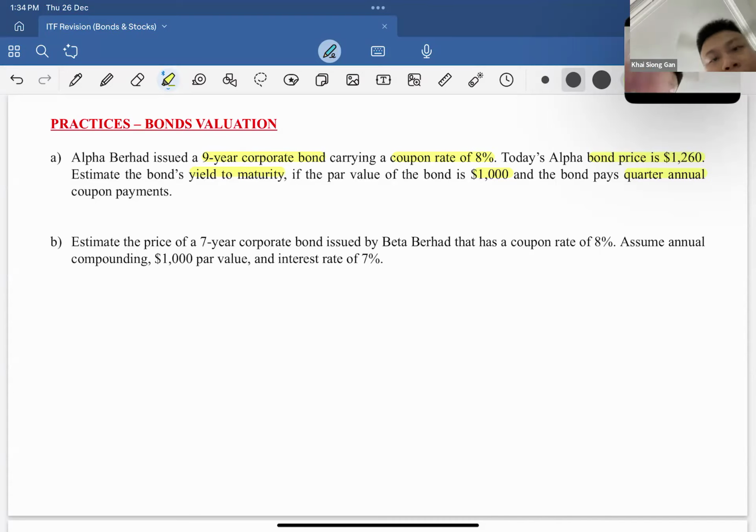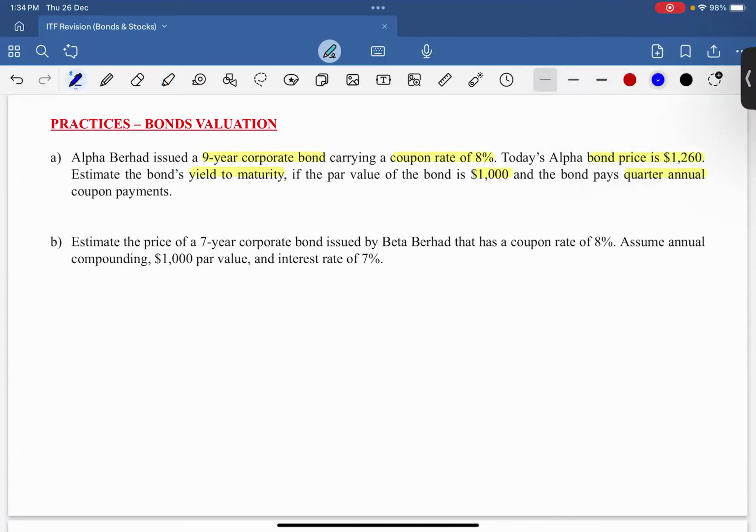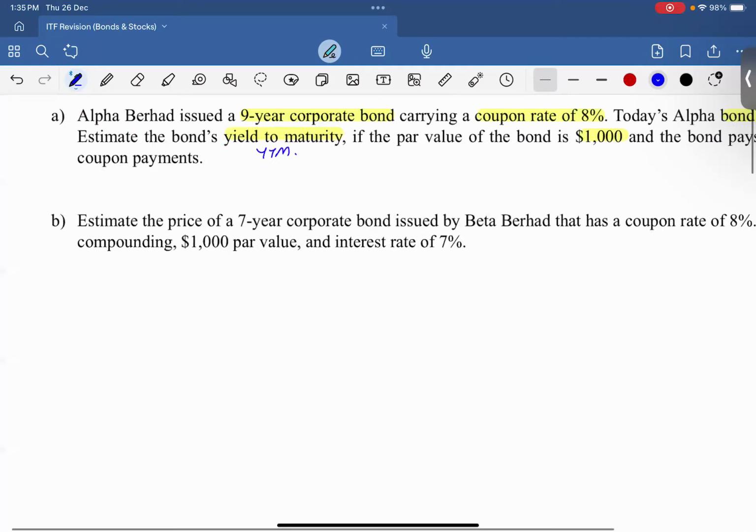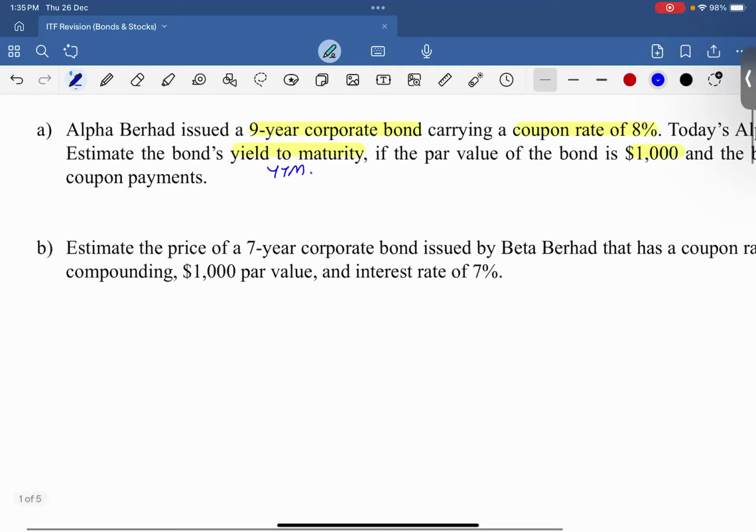I will write the workings at the bottom over here. So first of all, the first question here is basically asking us to calculate yield to maturity. So this is quarterly, which means 4 periods. Okay, so let's write the workings over here. Question A, the workings.